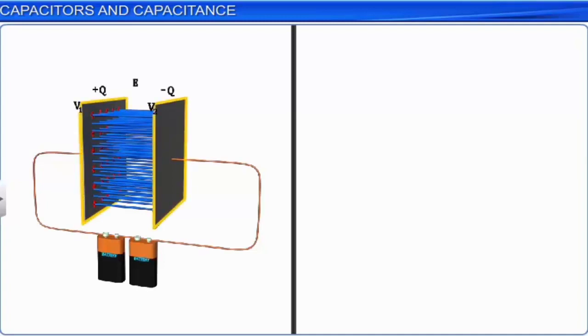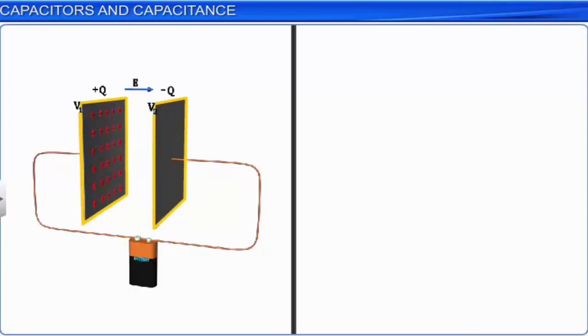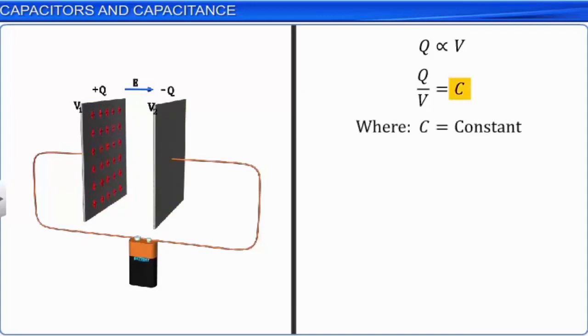Since the potential difference V between the plates increases linearly with the charge on the capacitor, Q and V are proportional. Hence, the ratio Q by V is equal to C, where C is a constant, which is the capacitance of the capacitor considered. Let this be equation 1. Capacitance C of a capacitor is its ability to store electric charge.